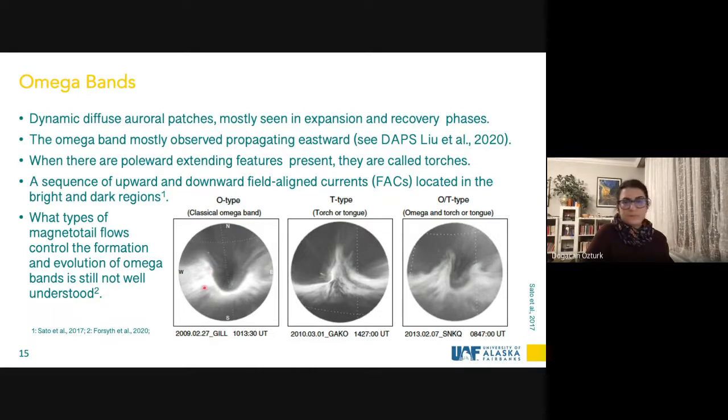And again, these are mostly observed in the recovery phase, and here the type of the currents and the way that these structures are formed indicates there's significant shear type motion associated with this type of aurora. So they're thought to be associated with Kelvin-Helmholtz or vortex-like structures in the magnetosphere.